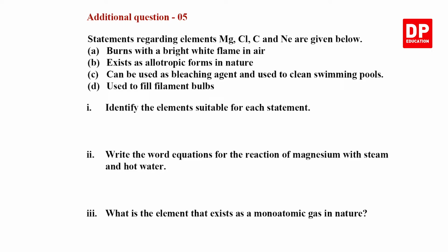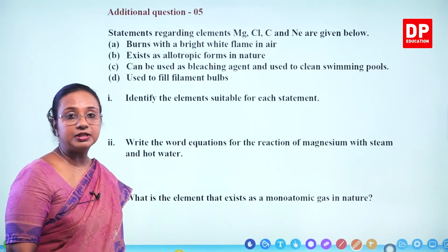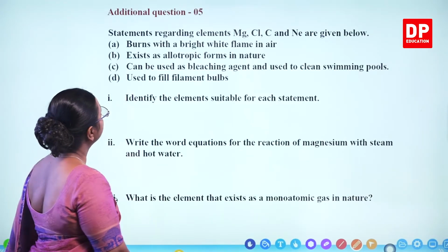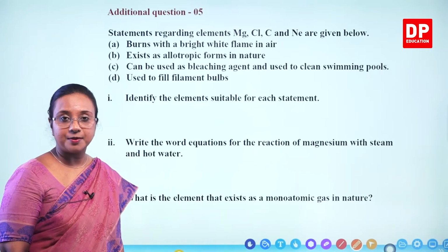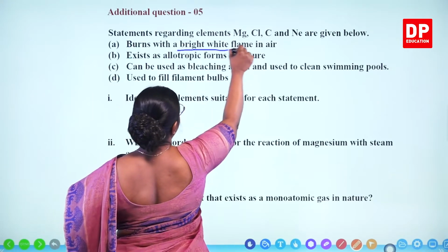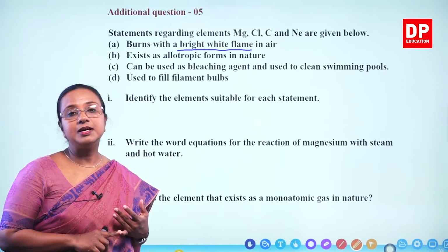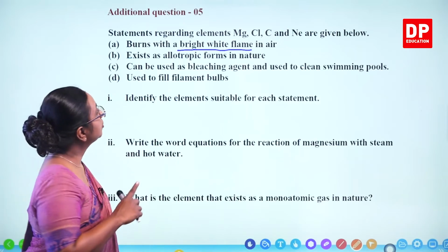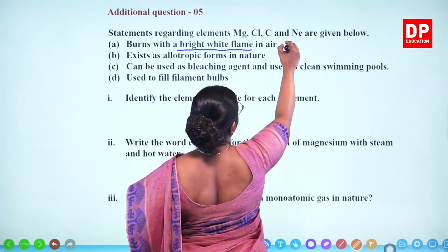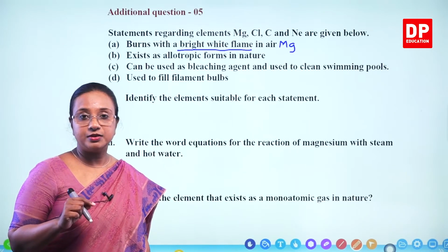Statements regarding elements magnesium, chlorine, carbon and neon are given below. So these are statements related to the elements. We will try to identify the elements first. Burns with a bright white flame in air. As you hear this word, bright white flame, you have seen metals being burned, non-metals being burned in air. So you know it has to be, out of these four, magnesium. That is the strip that burns with a bright white flame.